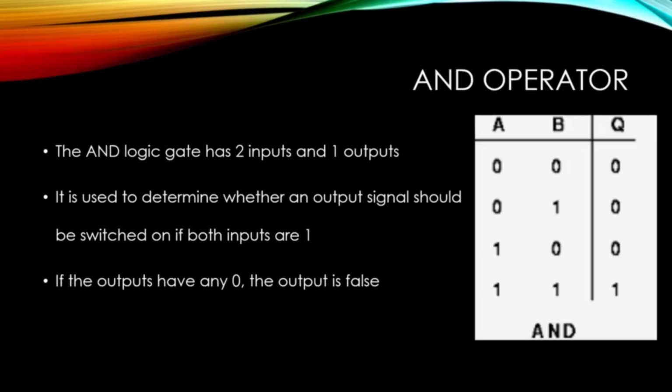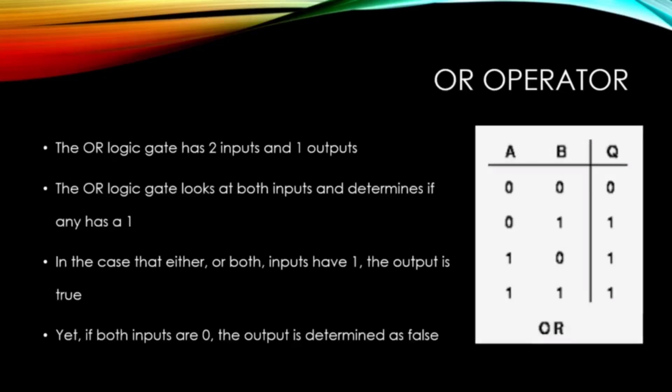Firstly, the AND operator. The AND logic gate has two inputs and one output. The two inputs in the table on the right are A and B, and the output is Q. It is used to determine whether an output signal should be switched on if both inputs are 1, and if the output has any 0, the output is false. So as you can see on the table, the output is only true if both inputs A and B are both 1.